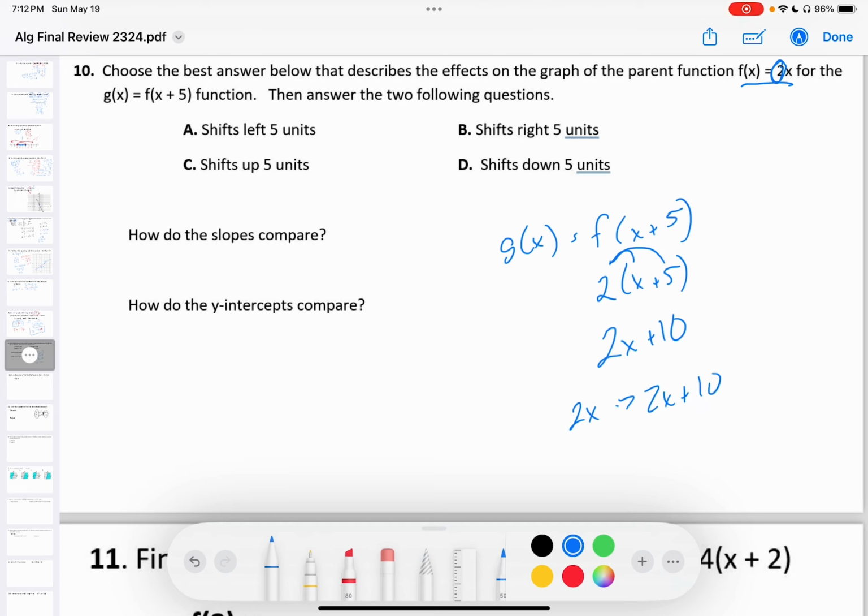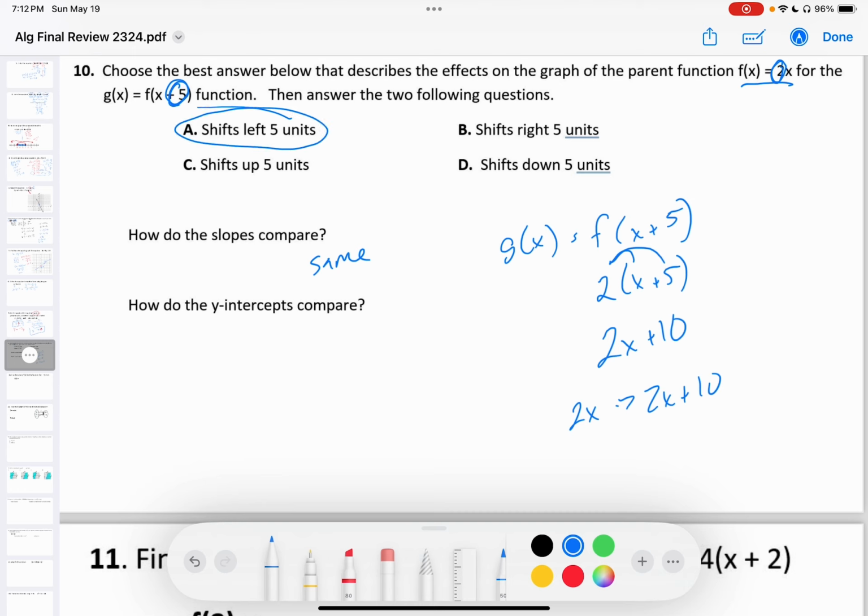So how do the slopes compare? They're the same. That's one piece. But we've learned that this piece is a left and right movement, and it's the opposite of what we think it is. So since it's positive, it's actually a left shift there.